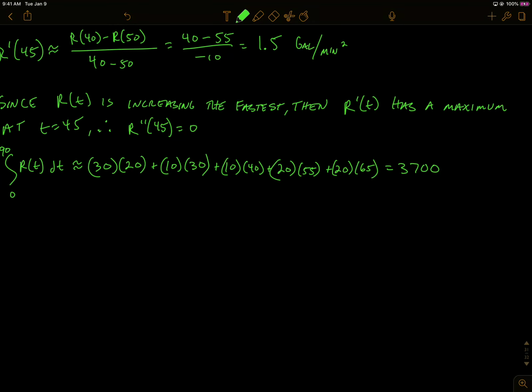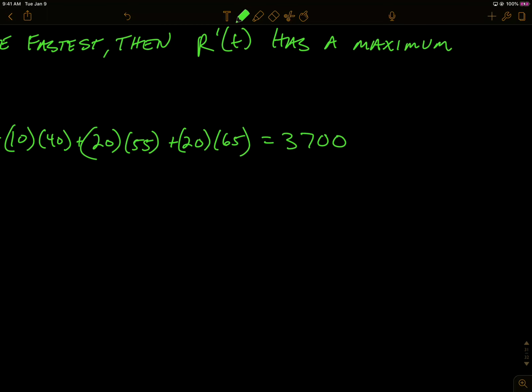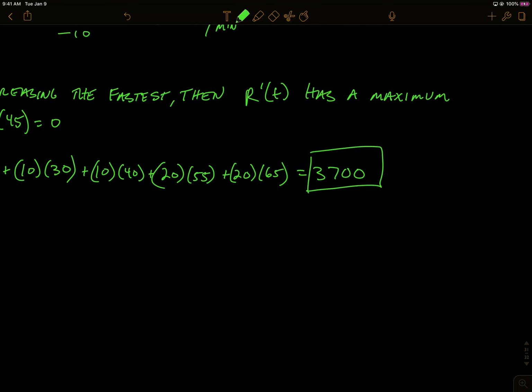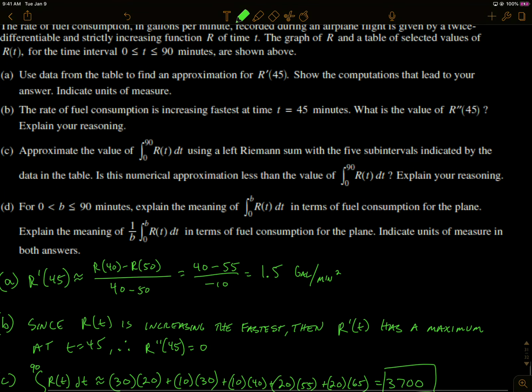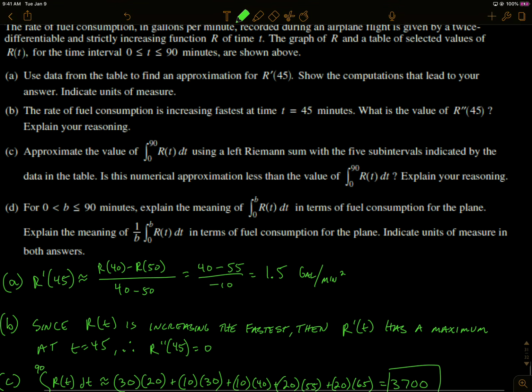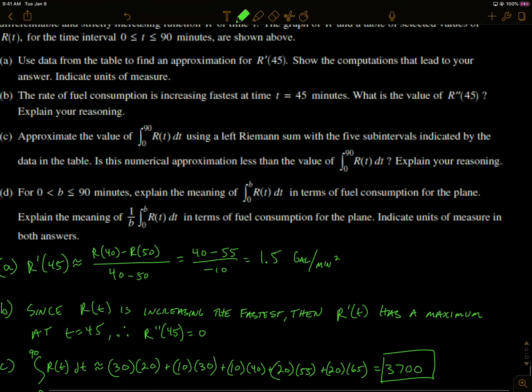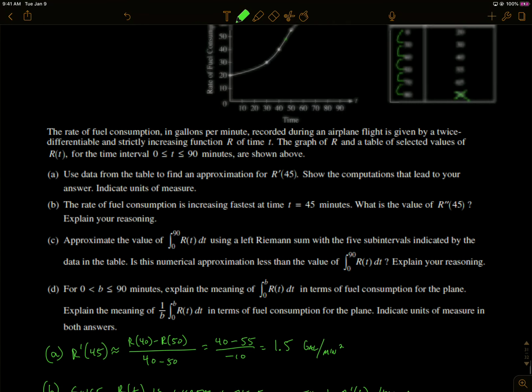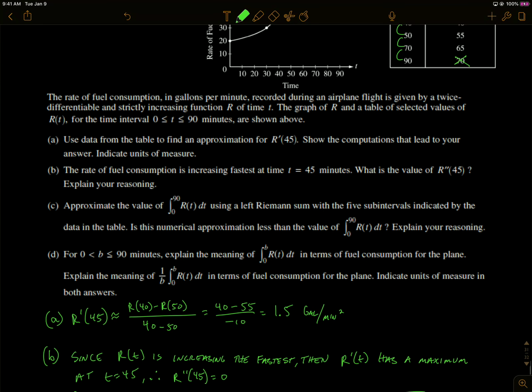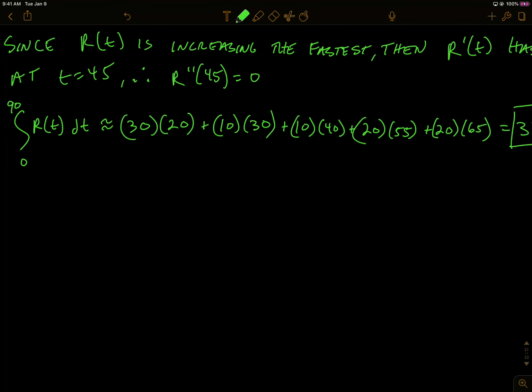All right, so this is what I got. I got 3,700 as my approximation. Do they ask for units? Nope. Explain your reasoning. What do I have to explain my reasoning about? Is this numerical approximation less than the value? Explain your reasoning. This was a left Riemann sum. The values are increasing, so yes. We're going to say yes. This is an under approximation.